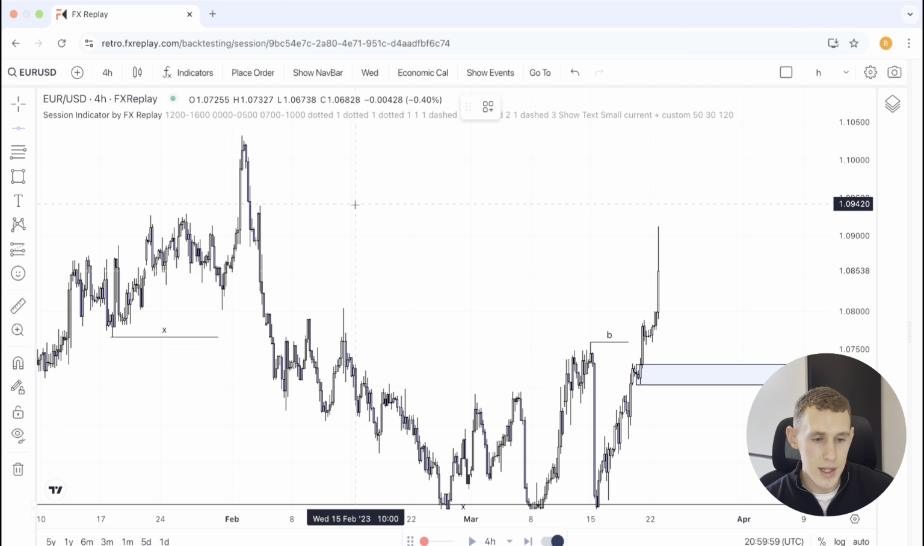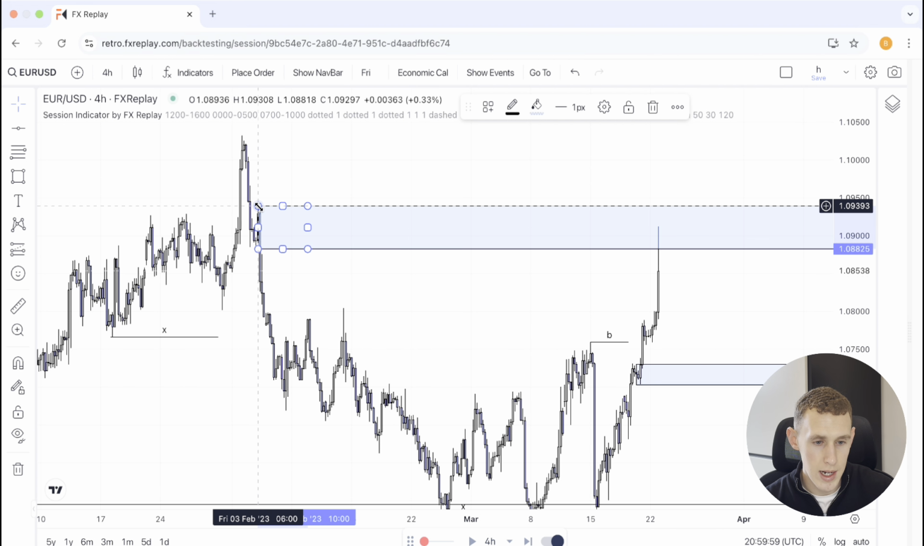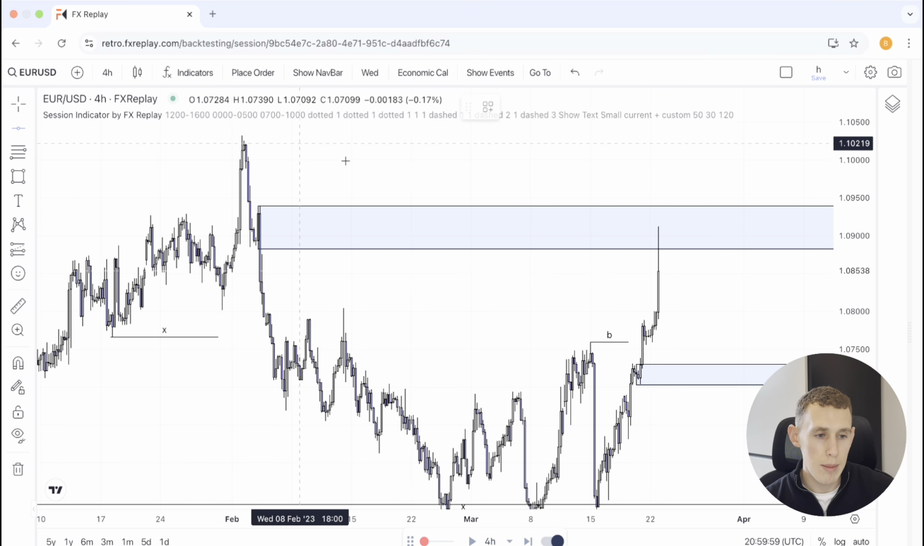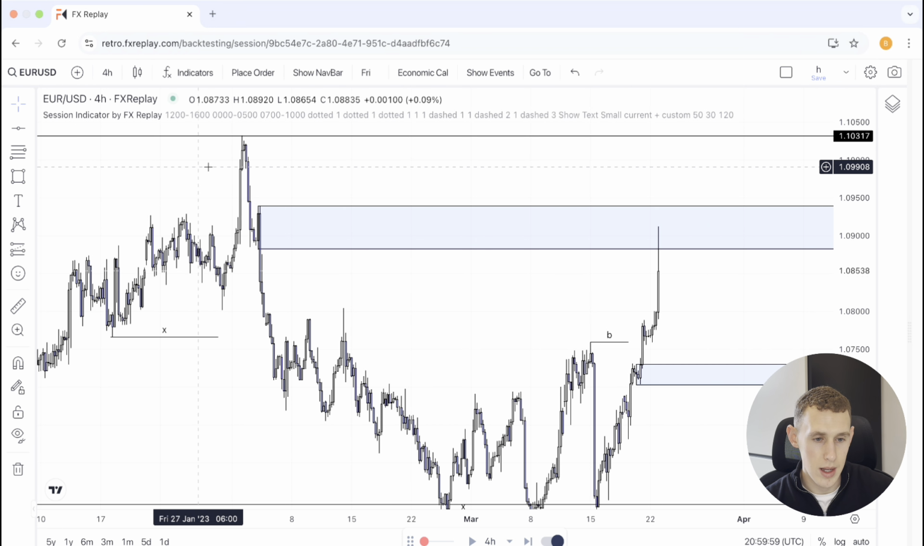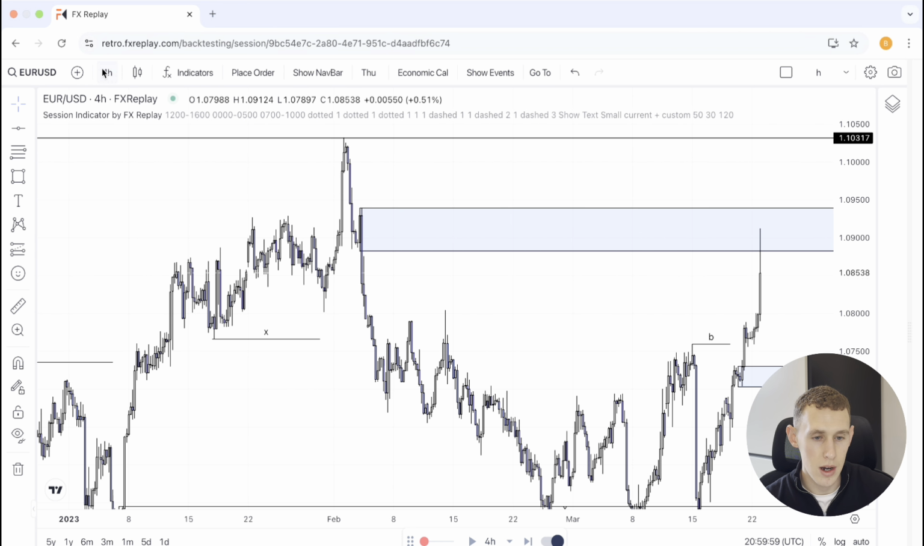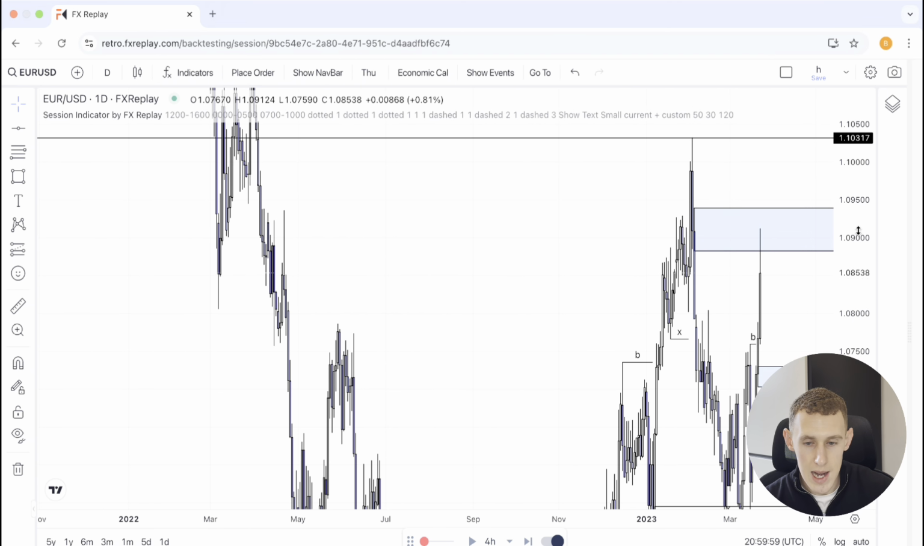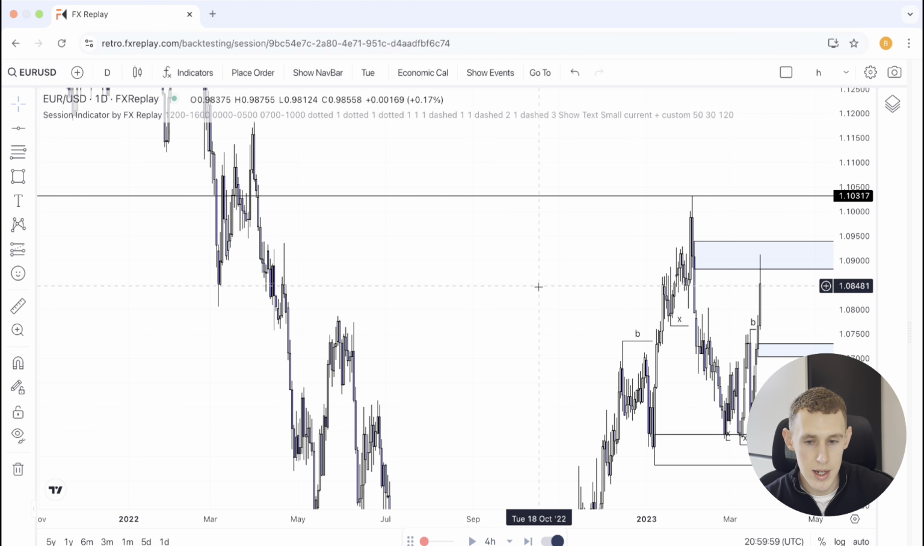Some levels where we could see it react from, we obviously have this supply that it has just traded into. Personally, I'm not really interested in sells at the moment. And then obviously, if we zoom back out to the daily, we have this current daily trend high.